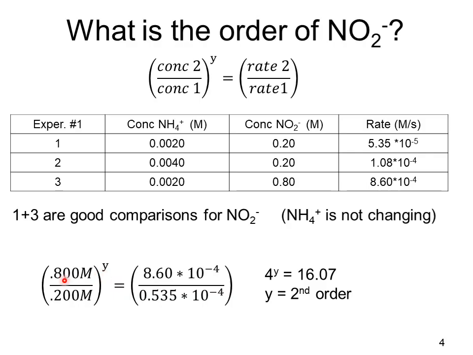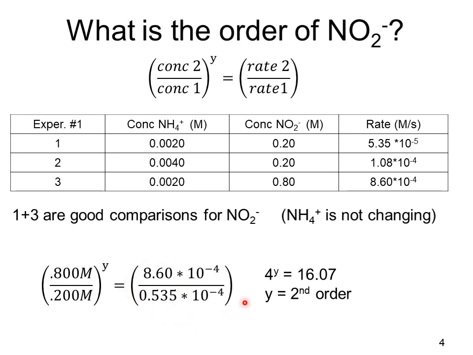But our change here was 0.800 molar versus 0.200 molar. And this is 8.60 times ten to the negative fourth over 0.535 times ten to the negative fourth. This really should be 5.35 times ten to the negative fifth. I just wanted to create some numbers that are really, really obvious. And this was the way to do that.